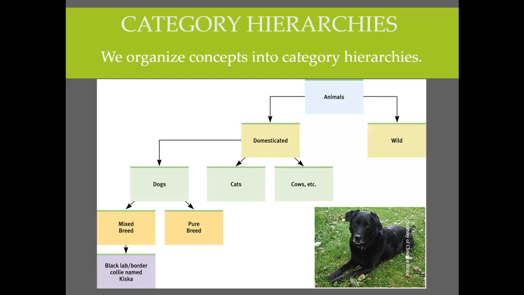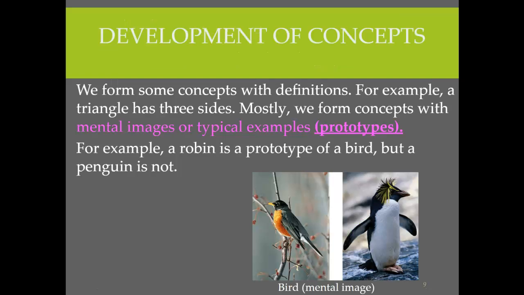An example of a concept hierarchy: if we looked at animals, we could divide animals into domesticated and wild. Domesticated, ones that are able to be trained and used for work, could be divided into dogs, cats, cows, and then we can divide those even further. So we tend to break up our concepts into hierarchies. We form some concepts with definitions. For example, a triangle has 3 sides.